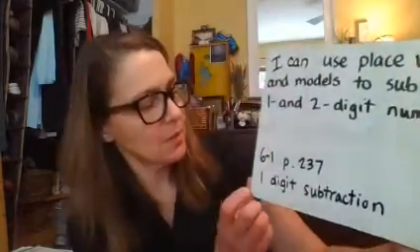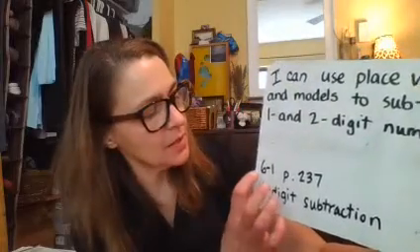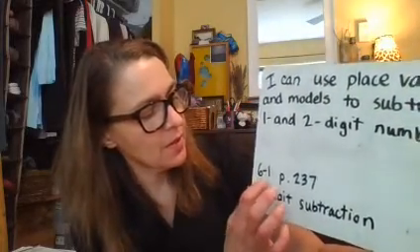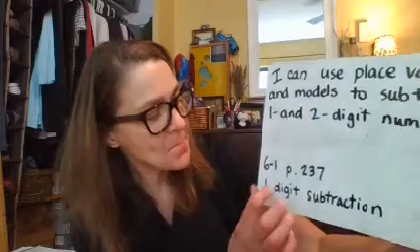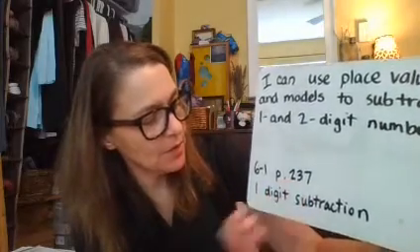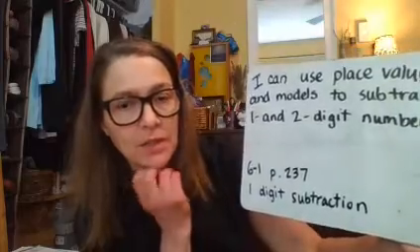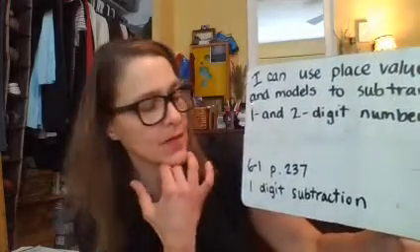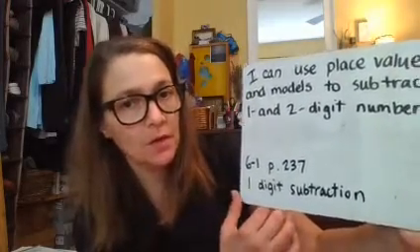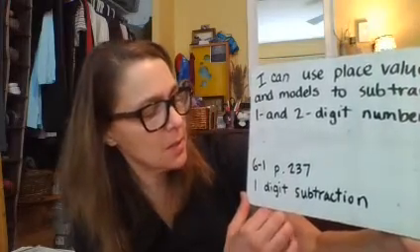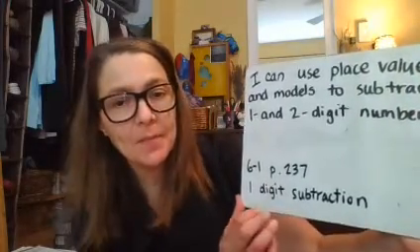Okay, today we're going to be working on 1 digit numbers, and this is unit 6 in the first lesson, so 6-1. And the page is 237. And we're going to review 1 digit subtraction. And then if we have enough time, we'll do a model of 2 digit subtraction. Okay, all right, let's get started.